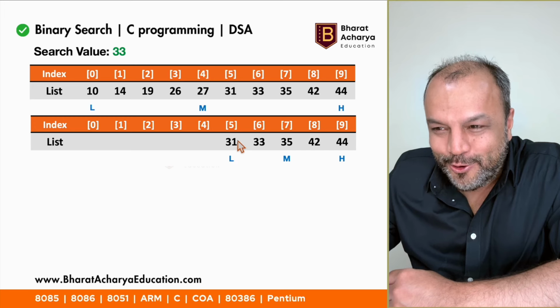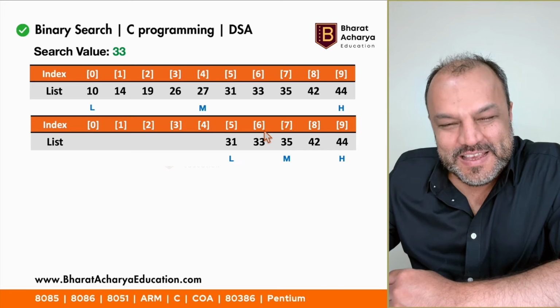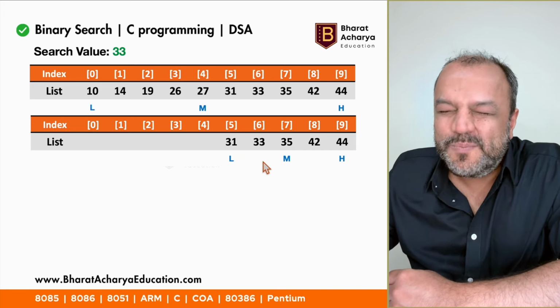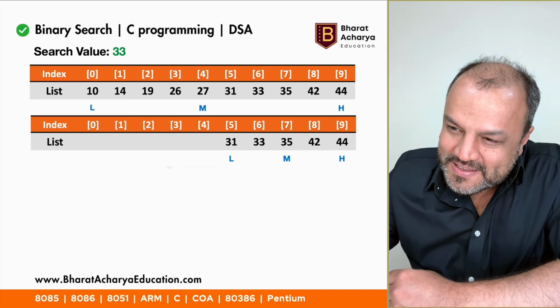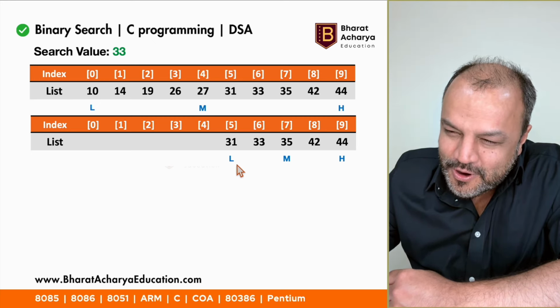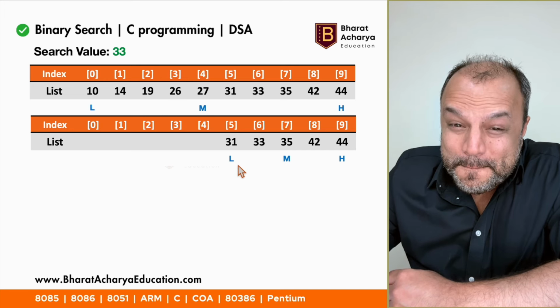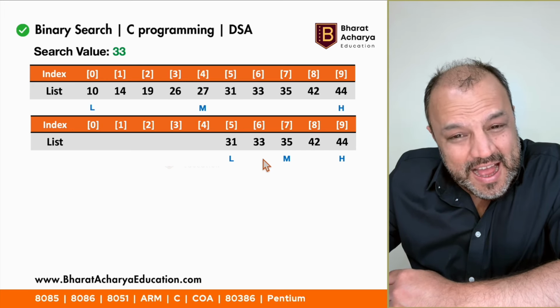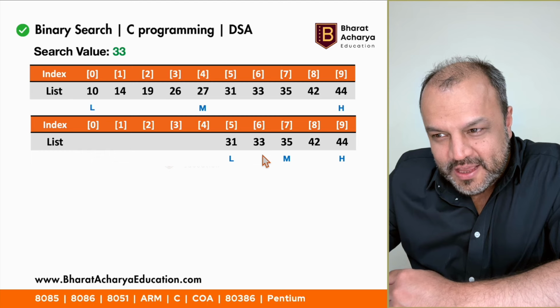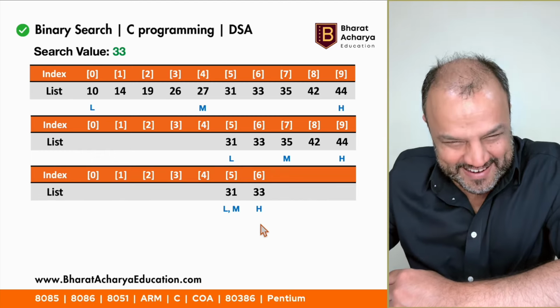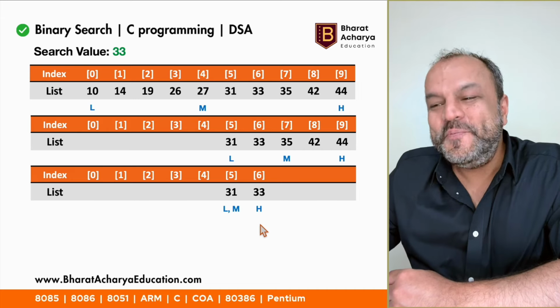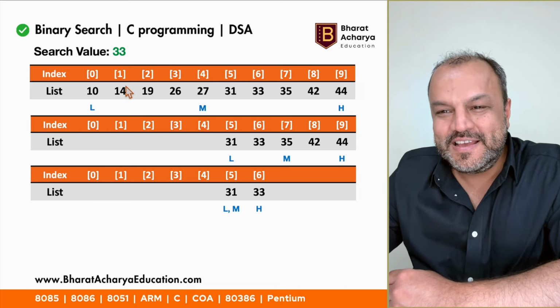So low will be 5, high will be 6, and m will be 5 plus 6 divided by 2. That is 11 divided by 2. That is 5.5. That is 5. That means this element itself is low. This element itself is mid. And this element is high. This will be low and mid. This will be high. Correct? Let's see. This is low and mid. This is high. Correct?